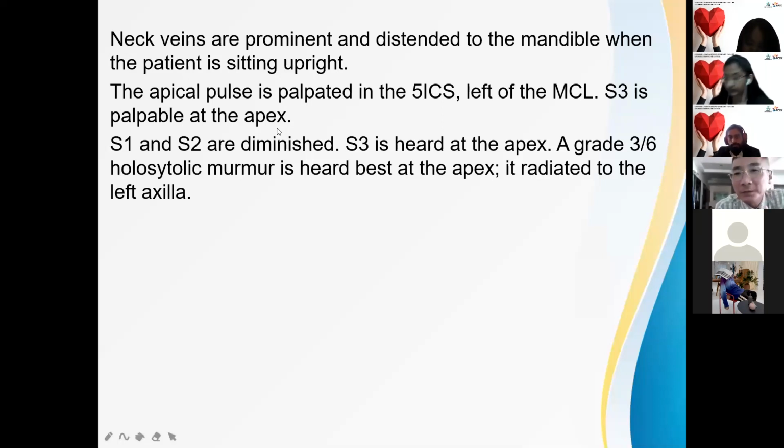But if S3 is palpable, and S3 is due to ventricular relaxation. See, first heart sound, look, when the heart pumps and the mitral valve closes, first heart sound. Then the ventricle opens so that blood flows in, and then it pumps out to the aortic valve, and then aortic valve close, second heart sound. So lup dup, lup dup.